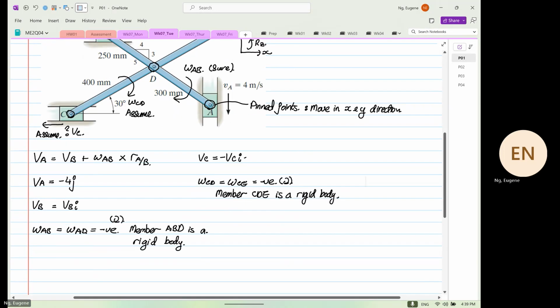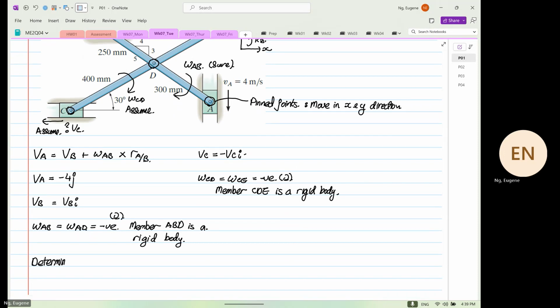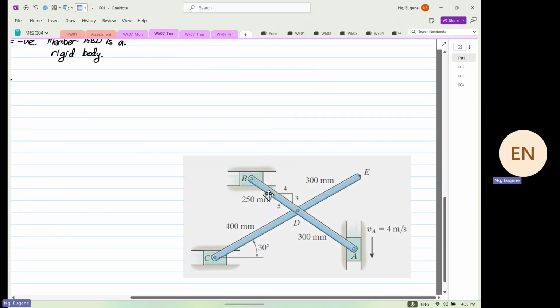Okay. So we are going to determine BC. Okay, we're going to determine BC. I'm going to copy the diagram. I'm going to paste it down here so you can see.